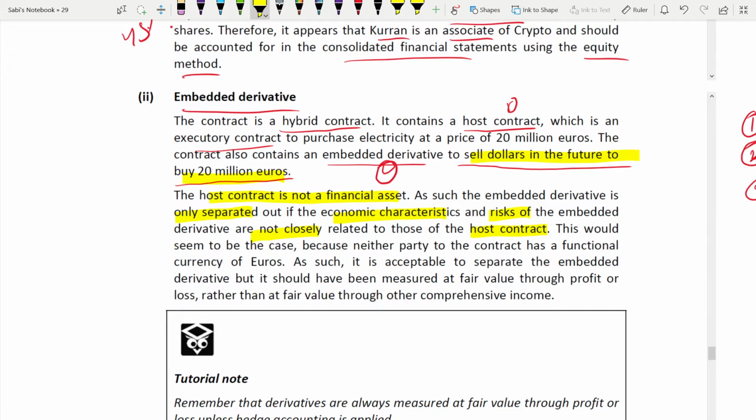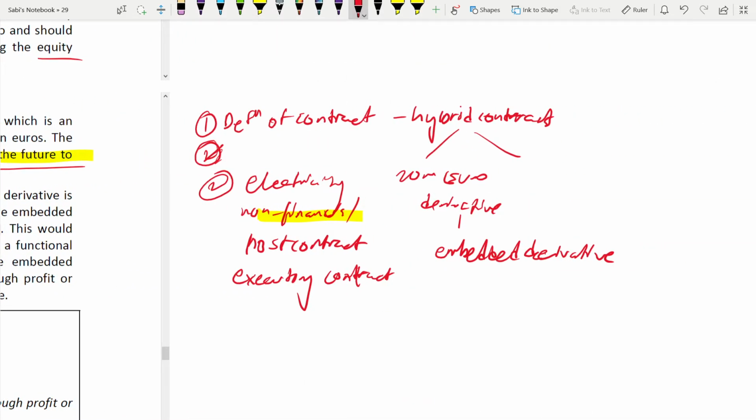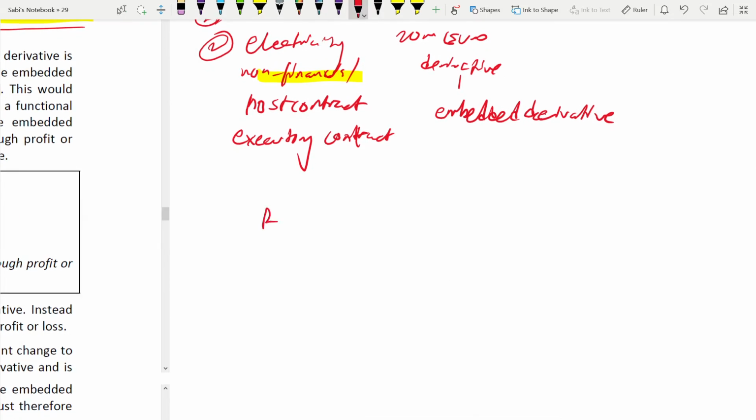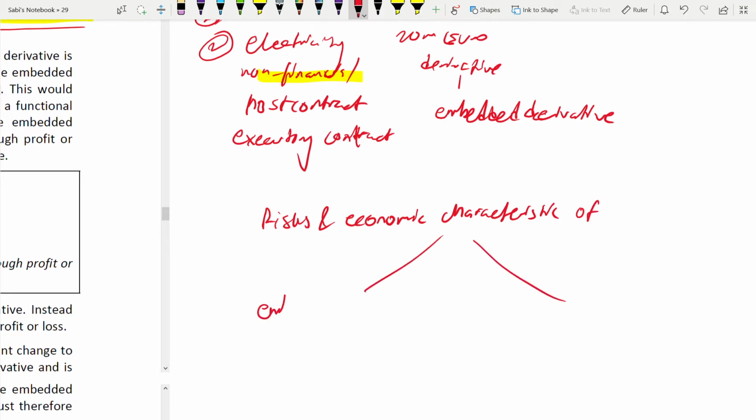Okay, let me do it here for you. Risk and economic characteristics. This answer you have to write, by the way. Okay, if risk and economic characteristics are different, then you have to separate. So risk and economic characteristics of two things are there. One, embedded derivative.